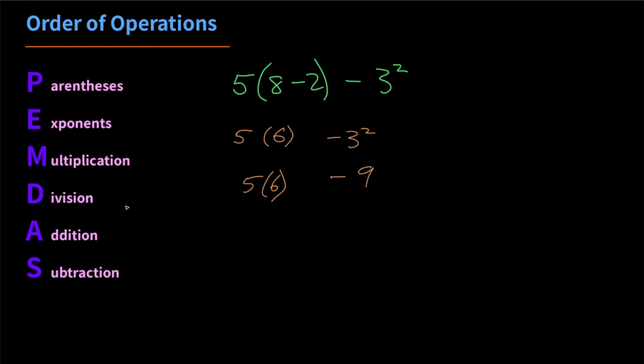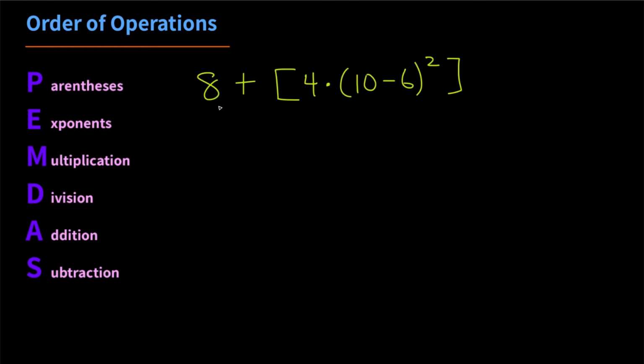Next on our list is multiplication or division. We see that we have multiplication first. We can multiply 5 times 6 for 30. And we're done multiplying or dividing in this expression. We can subtract 9. Now we're left with 30 minus 9, or 21.